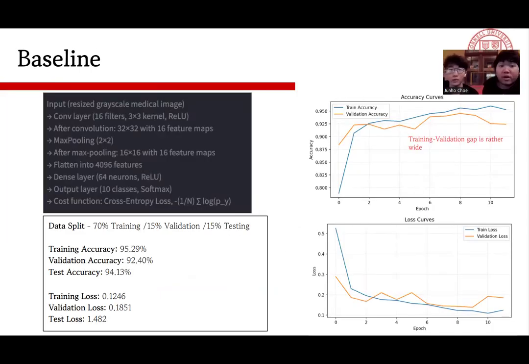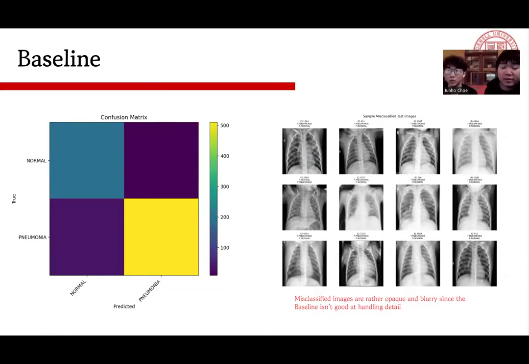For the baseline, it has one convolution layer and one dense layer. The data is split between 70% training, 15% validation, 15% testing. From the baseline, you can tell that it does all right based on the accuracies and the losses, but there seems to be some overfitting because the training validation gap is rather wide. And based on the confusion matrix, you can see by the off diagonals that they're not the same color, meaning that the baseline is not properly categorizing the predicted with the actual true values.